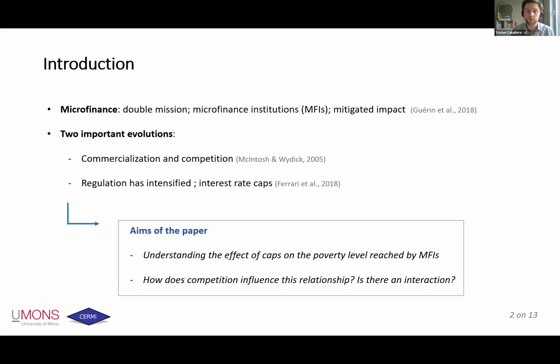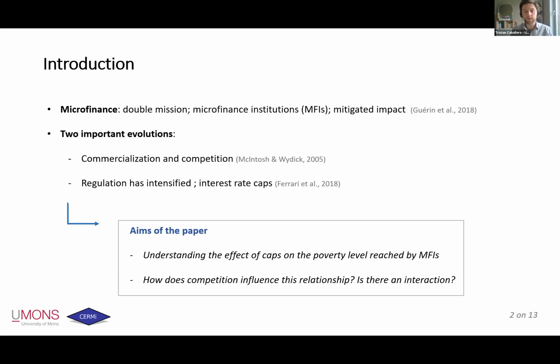And when we look at this development, we can really see two very important trends that have shaped the sector. On the one hand, the fact that the sector commercialized very rapidly and that competition increased in the market, and also in parallel, or even sometimes as a response to this first trend, the fact that regulation has intensified in the industry, in the image of the implementation of interest rate restrictions by more and more governments in the world.